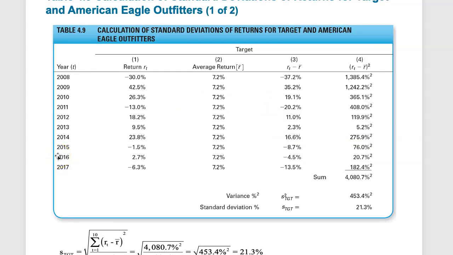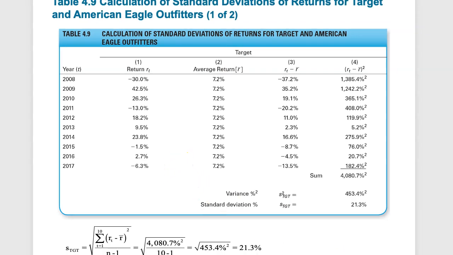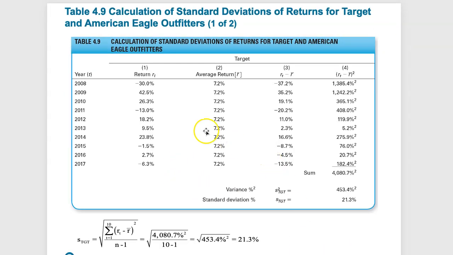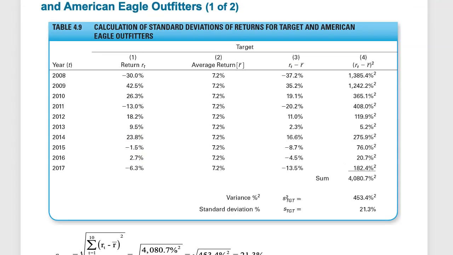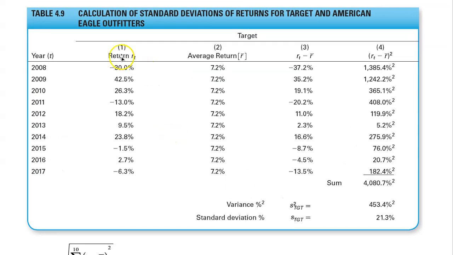Okay, so if we take Target as our first example, and let me just make this a little smaller. We could see, if we take Target, here's how mathematically we would put the formula together. Basically, the way we work it in this textbook is column 1 would be the return. Let me just make it bigger so you can see these numbers a little better. Okay, column 1, we take the return. Column 2 is the average return.